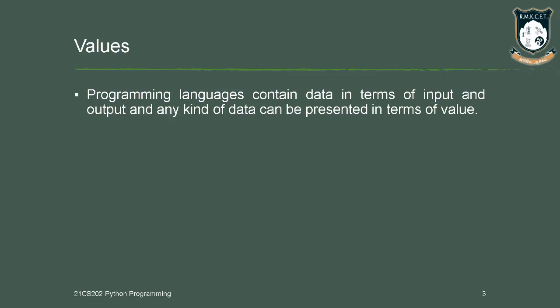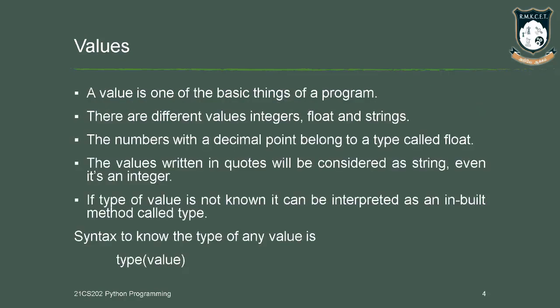We'll be passing the data, and this data will have some weightage, and that weightage we call a value. For example, for adding two numbers we need to provide two values, or two input data. Those two input data will have their own weightage and we call them values. So a value is a basic thing in a program, and these values will be of different types.